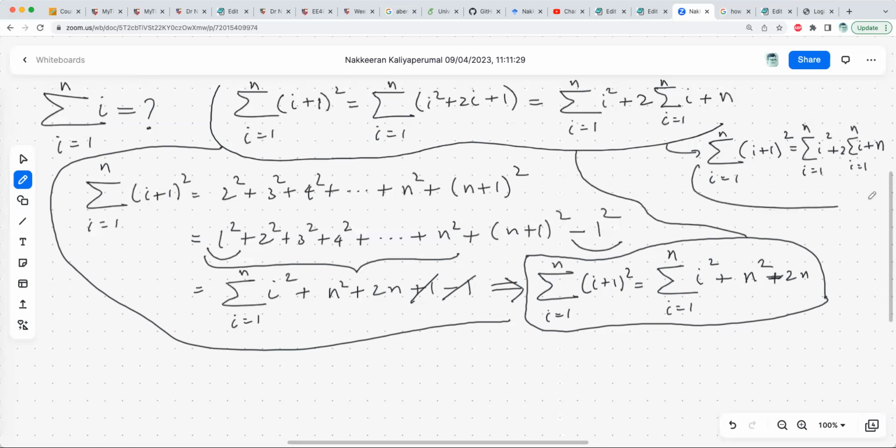So there is one way of writing the (i+1) whole squared. This is another way. Now we are going to equate these two, the left-hand side and the right-hand side are equal.